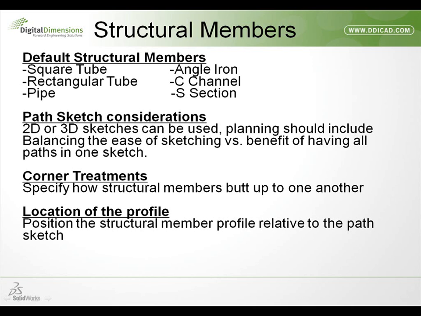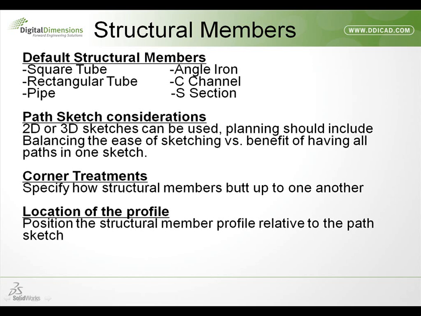The advantage of doing this is as it relates to the structural members butting up to one another. If they're all in the same structural member feature, then SOLIDWORKS will automatically apply corner treatments either globally or individually. So as I show corner treatments here, specify how the structural members will butt up to one another. Again, if they're all in the same structural member feature, then it will automatically give you either a global setting for all those corner treatments, or you can adjust each one individually.